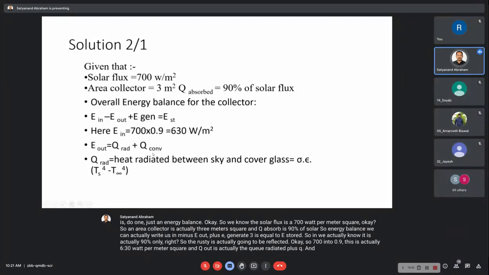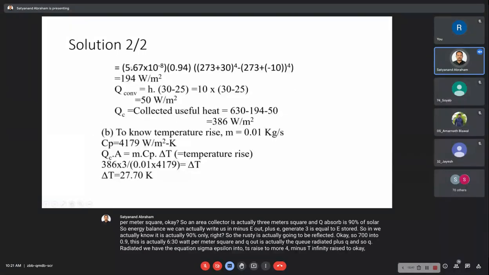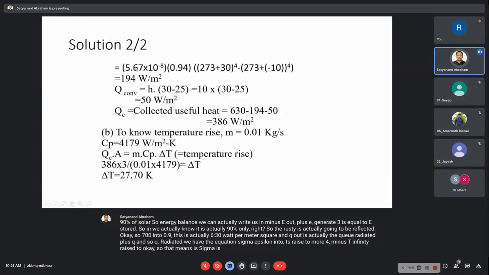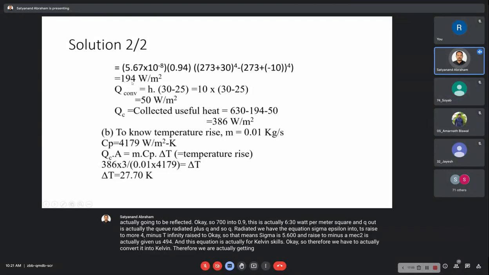Okay, so for Q radiated, we have the equation sigma epsilon into Ts raised to 4 minus T infinity raised to 4. Sigma is 5.67 into 10 raised to minus 8. Emissivity is given as 0.94, and this equation is for the Kelvin scale. So therefore we have to convert it into Kelvin, and we get Q radiated as 190 watt per meter square.